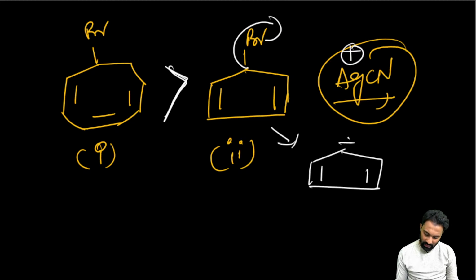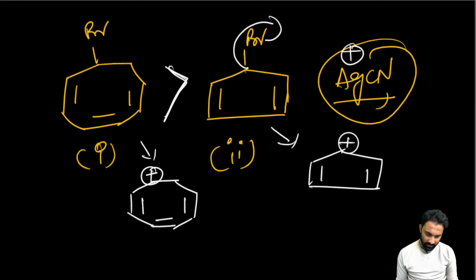here we'll get the carbocation, right? Listen, I will explain. Now here, one and here one. Now this is a carbocation, right? This is anti-aromatic, right? And this is non-aromatic.